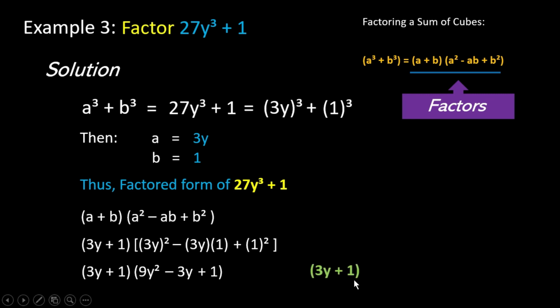Therefore, 3y plus 1 times 9y squared minus 3y plus 1 is the factored form of 27y cubed plus 1.